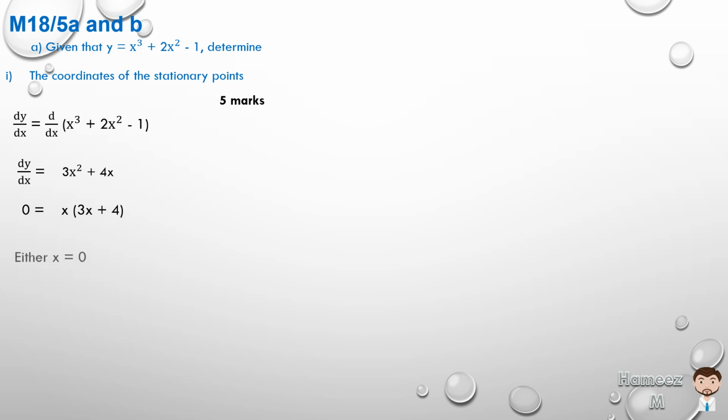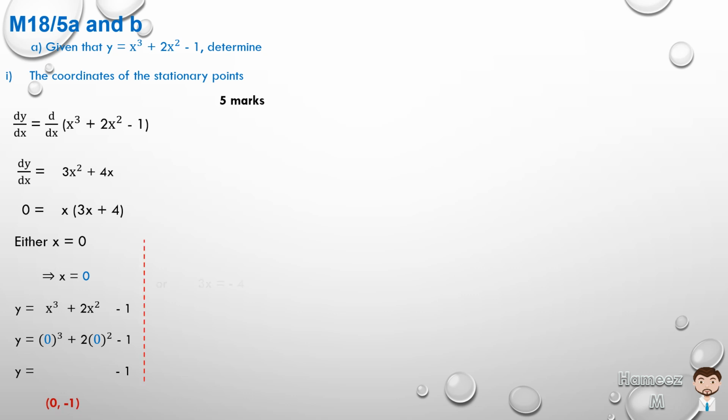So either x is equal to 0, and when x is equal to 0, we can find y to determine the coordinates. So we substitute that into the equation y is equal to x cubed plus 2x squared minus 1. And if we substitute x is equal to 0, y is equal to 0 cubed plus 2 by 0 squared minus 1. So y is equal to minus 1. So the first stationary point will be when x is 0 and y is minus 1.